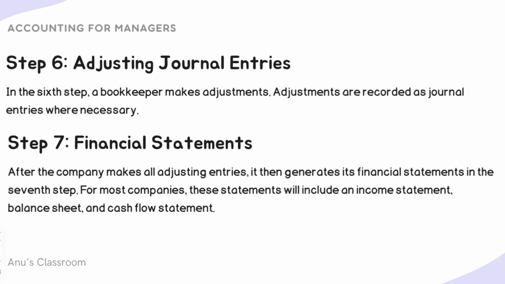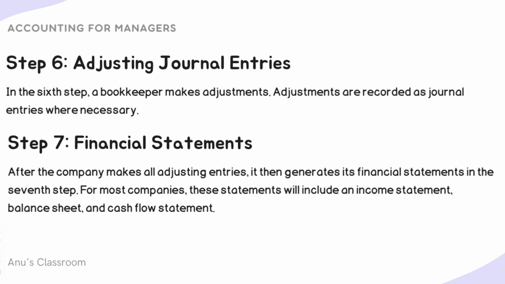Then the sixth step is adjusting the journal entries. So we prepared the trial balance. We might have found out that there are some errors. So we created a worksheet. We found out how we can fix the problems in the trial balance through that worksheet. Now depending upon that identification, we'll go back and adjust the journal entries. That is the sixth step. The bookkeeper will make adjustments, and these adjustments are recorded as journal entries wherever necessary.